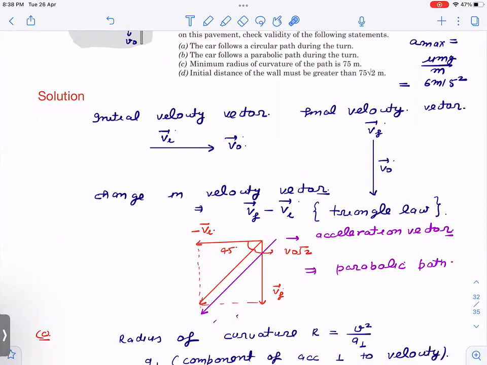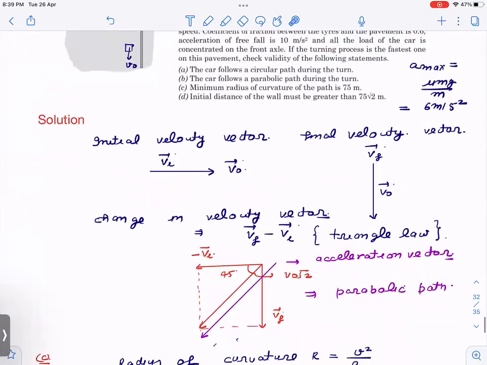Now, if you want to achieve this in a minimum time, the acceleration vector, this one, should also point in that same direction. Then only, at every instant of time, the acceleration vector should point in the direction of change in velocity. Then only the process will be optimized and you will be able to achieve this change in velocity in minimum time. So this is the acceleration vector, right? This makes this path parabolic.